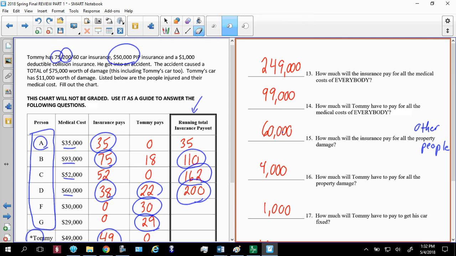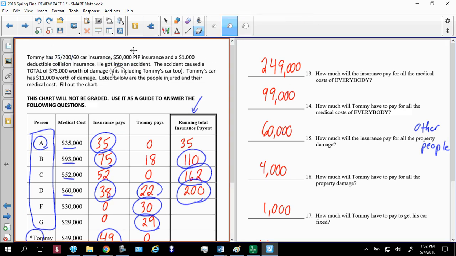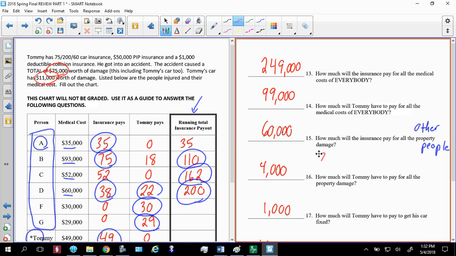Let me clean this up a little bit just so we're not looking at a whole bunch of scratch here. Different color too. $75,000 is how much was damaged. But 11,000 of that was Tommy's car. So off to the side here, 75,000 was everybody's damage. But I have to subtract Tommy's car out because Tommy's car is not technically property damage in the insurance world. So that leaves $64,000. So all the other people's stuff totaled $64,000.